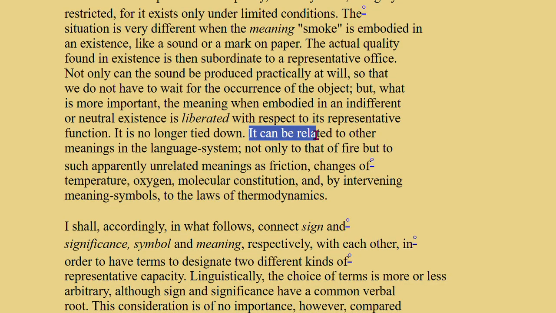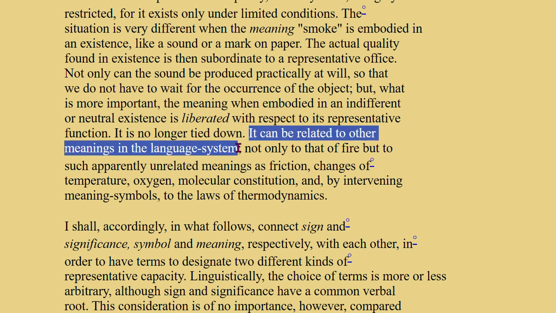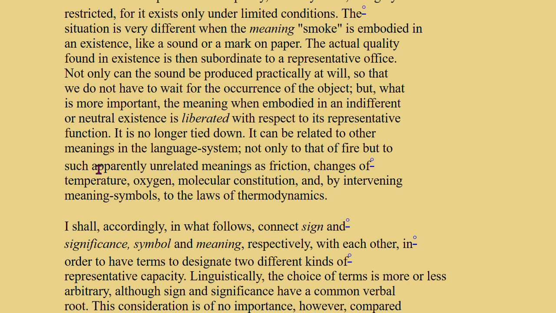A symbol, for example, can be related to other meanings in the language system, or the meaning, rather, of a symbol can be related to other meanings in the language system, not only to that of fire, but to such apparently unrelated meanings as friction, changes of temperature, oxygen, molecular constitution, and by intervening meaning symbols to the laws of thermodynamics. So we can develop the meaning of smoke by relating it to all these other diverse things, which may or may not be present for us in the environment, which may or may not be actually experienceable by us, right?